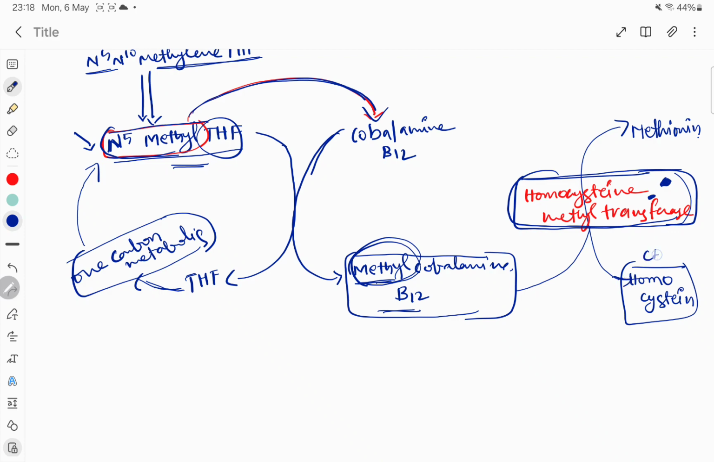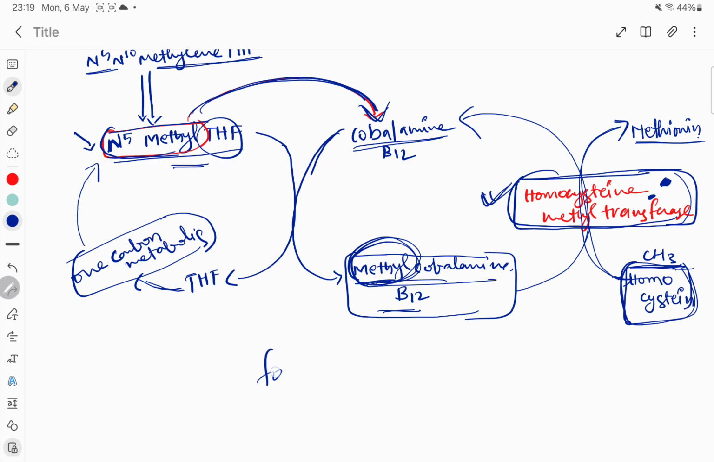As soon as the methyl group is added, the homocysteine will be converted to methionine. Once the methyl group has left methylcobalamin, it remains as cobalamin and is ready to take up another methyl group from N5 methyl tetrahydrofolate. So this is how methionine is getting synthesized from homocysteine by the homocysteine methyltransferase enzyme. This enzyme requires methylcobalamin, B12.